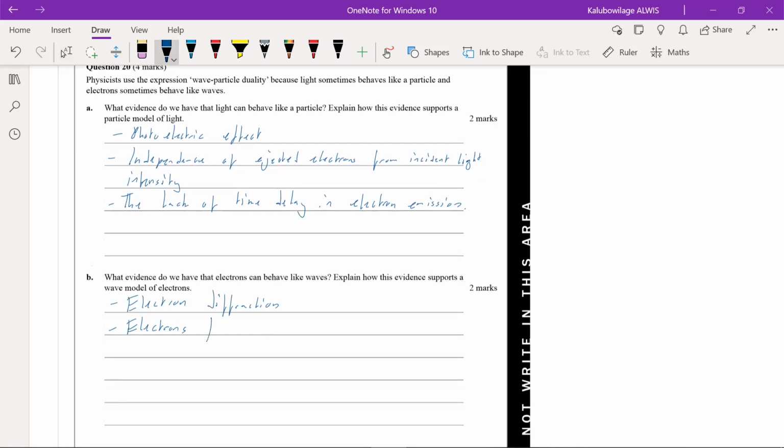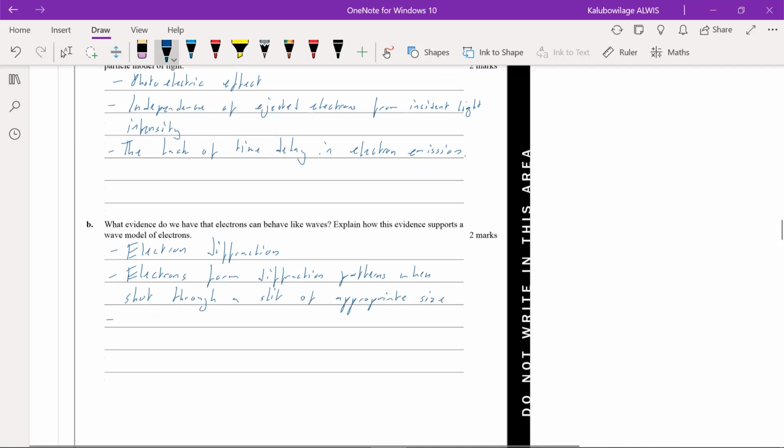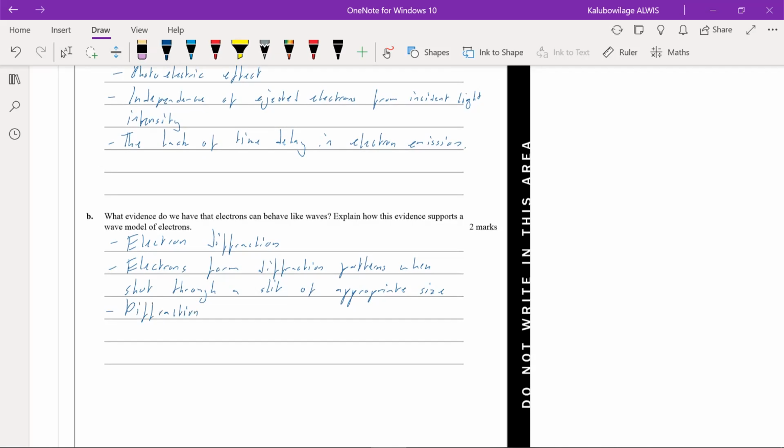Electrons form diffraction patterns. Diffraction happens when waves pass through a slit of appropriate size. Diffraction is a wave property.